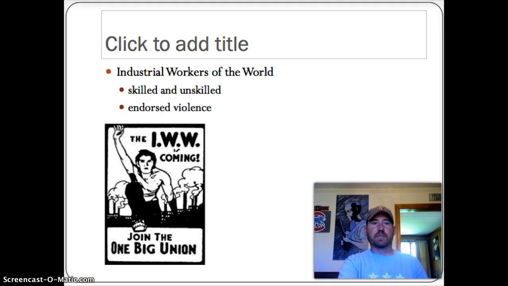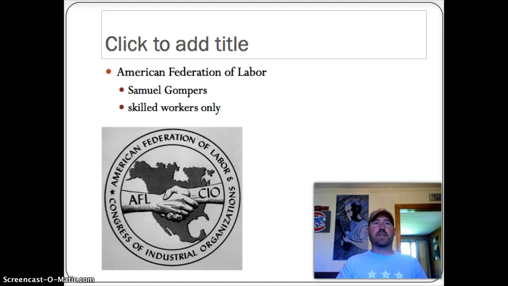workers. Next is the American Federation of Labor, started by a man named Samuel Gompers. Now, they're a little bit different than the two that we previously discussed because they only accepted skilled workers into their organization. The AFL is still around today. They have combined during modern times with the CIO, which you see from this picture right here. But they are going for the same things: better working conditions, better pay. But they're only focusing on skilled workers. That is the main difference between them and the others.